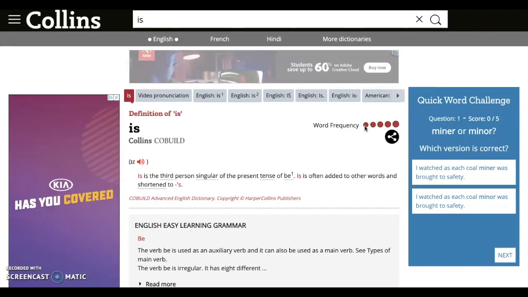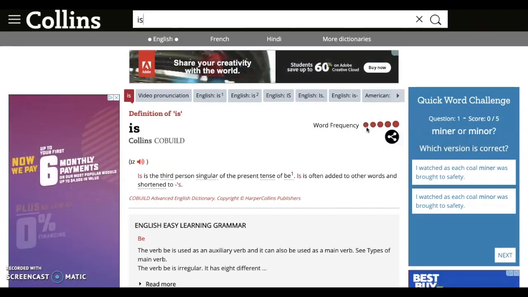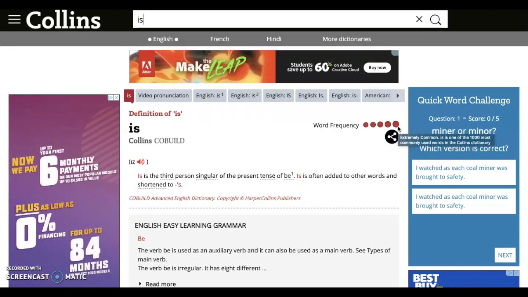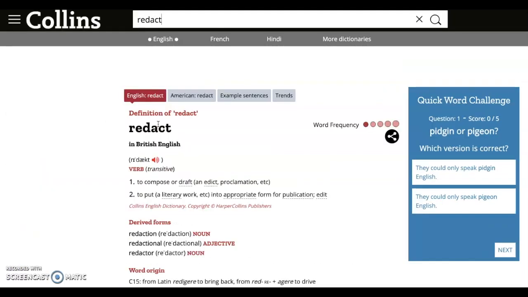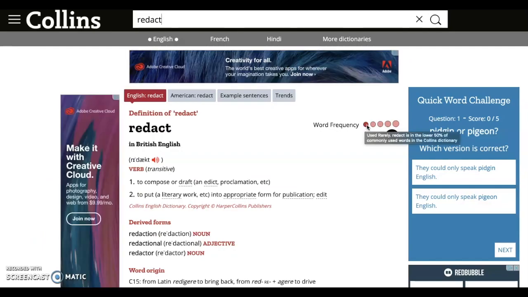Now, here you can see that we have 5 red circles, meaning that this word is very frequent in the English language. It's a word that we find everywhere. Now, let's compare that to a word that is less common. I'm going to look up the word redact. This time, you can see that only one of the red circles is filled, meaning that this word is not very common and is a word that you will probably not see very frequently in the English language.